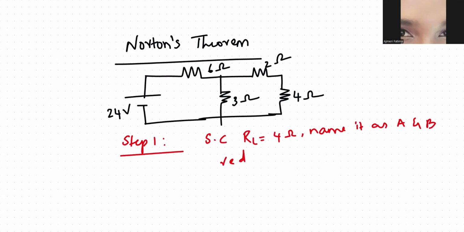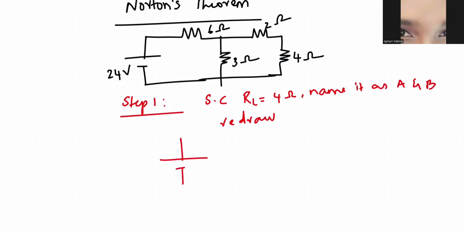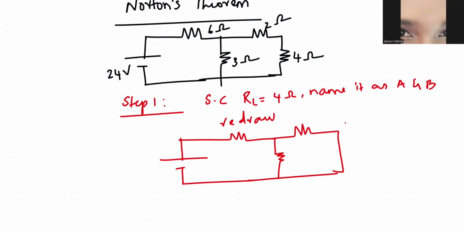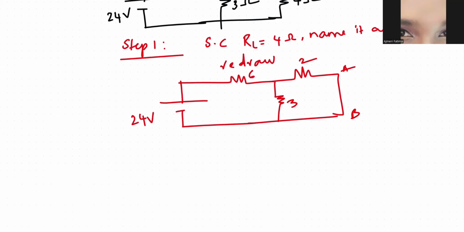So let us quickly short circuit and redraw the circuit. That would give us A and B, right? So this is 2 ohms, this is 3 ohms, this is 6 ohms, and this is 24 volts. The next step, step 2, will be finding the total current.